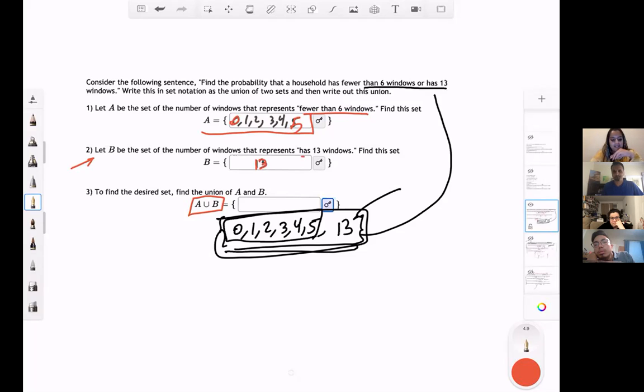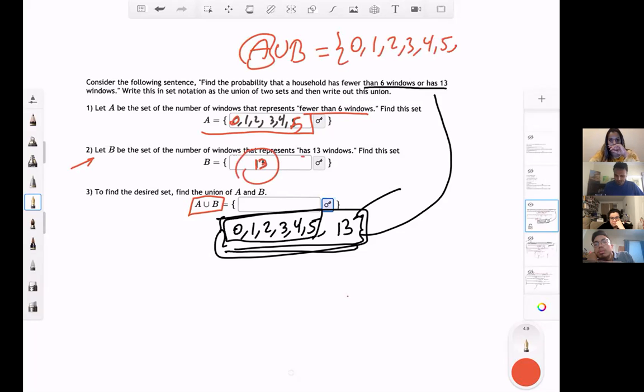correct? Correct. Right. So now if you apply union to this, what do we get? A union B. That means we're going to start with set A, which is 0, 1, 2, 3, 4, 5. Then we're going to add set B, which is 13. Okay. Thank you.